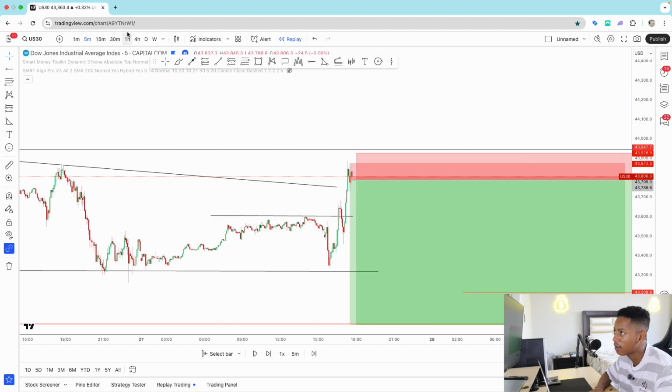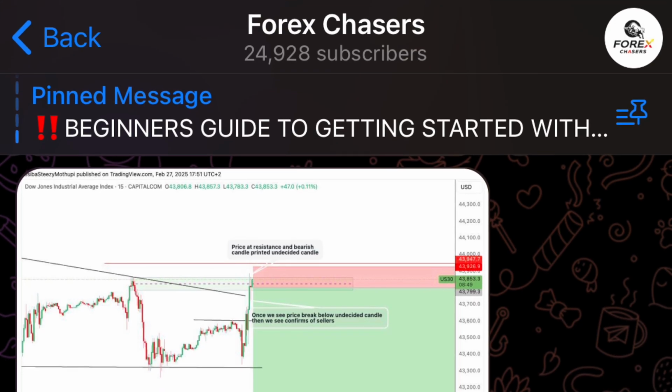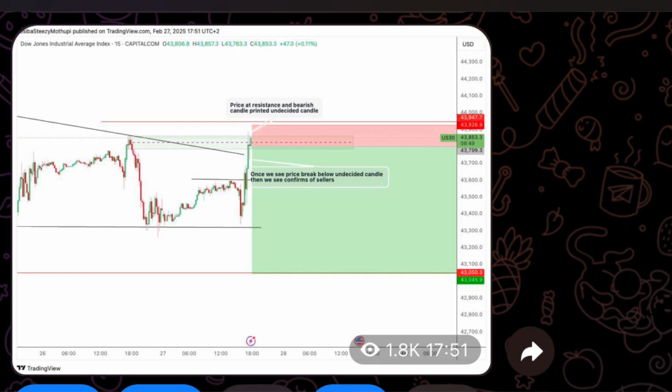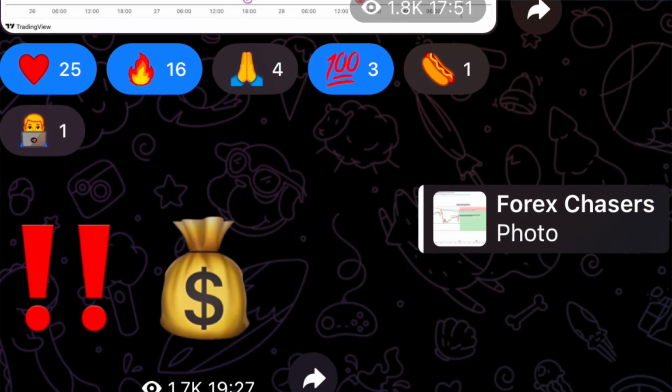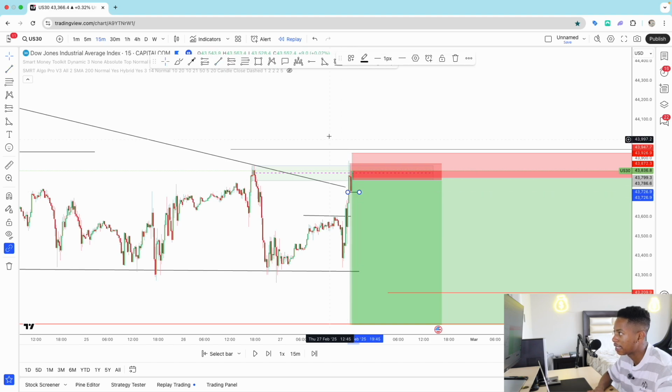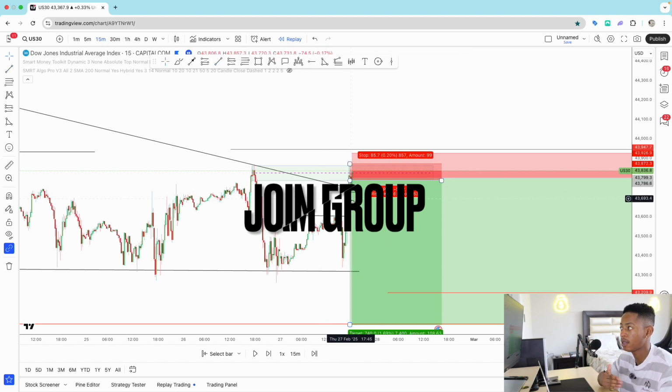I just waited for this 15-minute candle close, and it closed with this undecided candle. And then one thing that we did as well, this was also sent in the Telegram group, I mentioned to the team members that once price breaks below this area here, it's more likely to give us sell indications and so on. So I'll just make sure that I put it here.